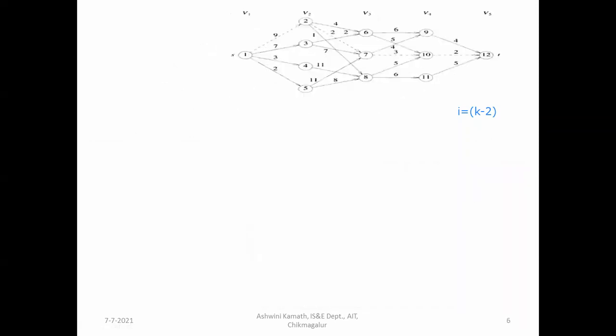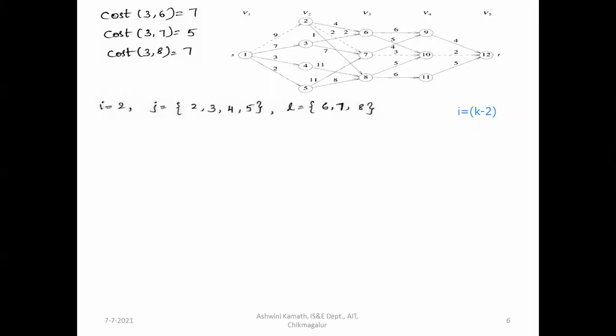So let us consider the next value now. So these are the values we have got. Cost of 3, 6 is equal to 7. Cost of 3, 7 is equal to 5. And cost of 3, 8 is equal to 7. This is from stage 3. Stage 3 from vertex 6 to the sink node, it is 7. From vertex 7 to the sink node 12, it is 5. From vertex 8 to the sink node 12, it is 7. Okay, this is the minimum cost path we have got from stage 3. Okay, then decrease the value of i. We have considered 2, right? No, sorry, 3.